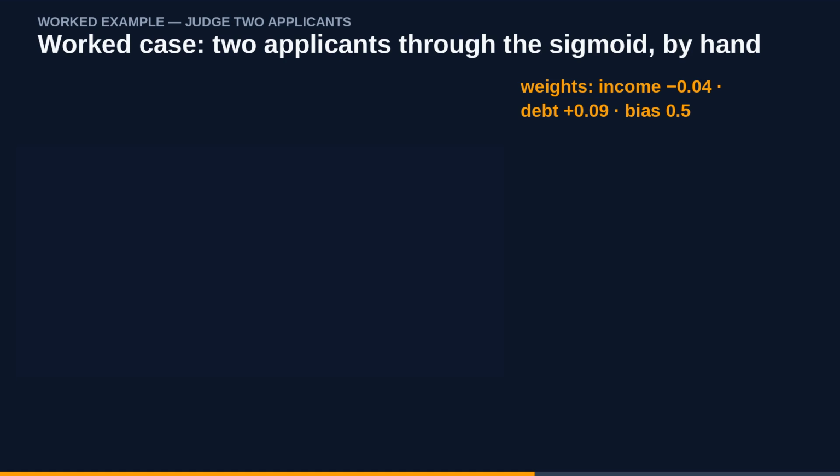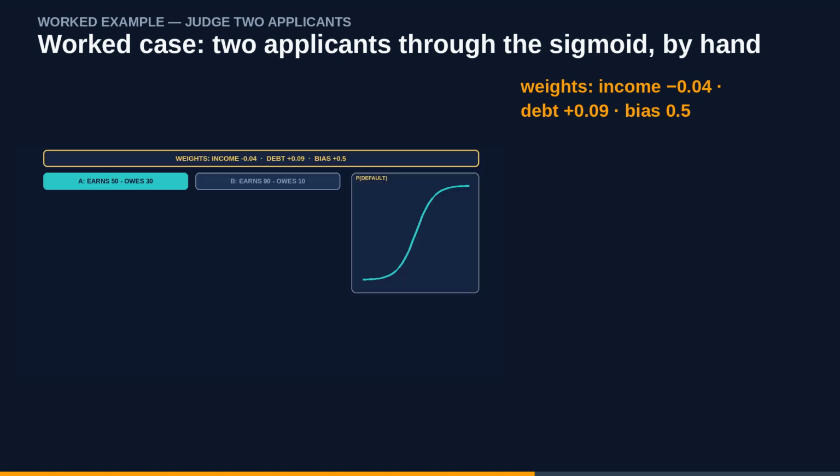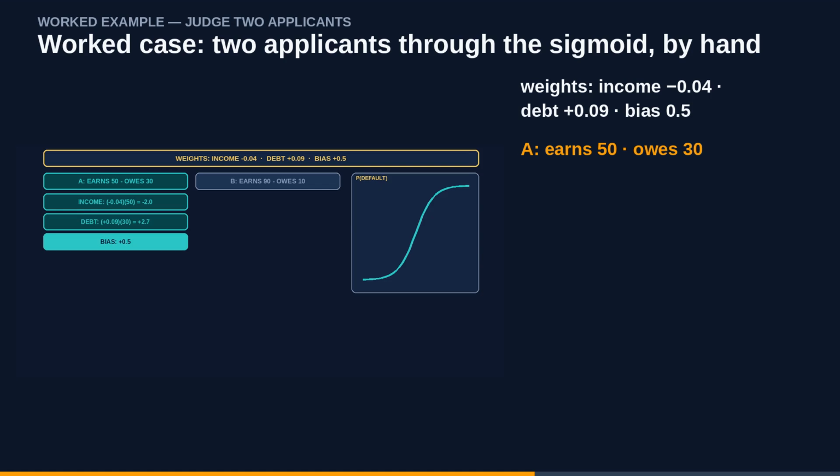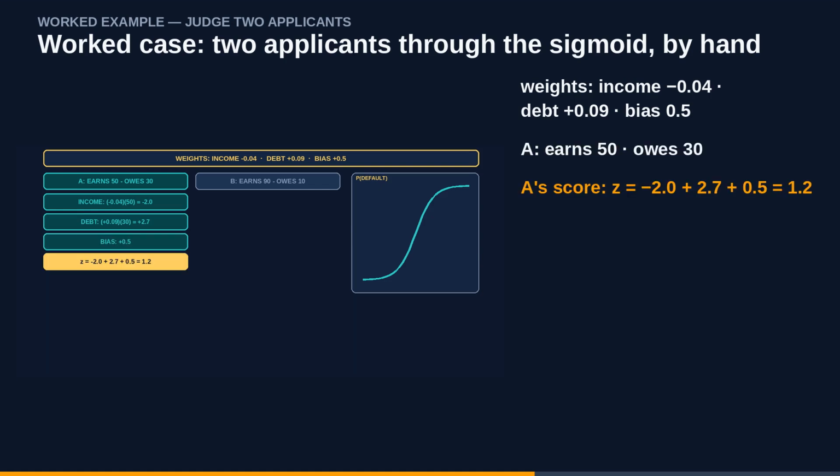Walk 2 real loan applicants through the full pipeline by hand: score, sigmoid, probability, and read both answers. Applicant A first. She earns 50 and owes 30. Build her score term by term. Income times its weight, 50 times minus 0.04 is minus 2.0. Debt times its weight, 30 times plus 0.09 is plus 2.7. Add the bias, 0.5. A's score Z is 1.2.